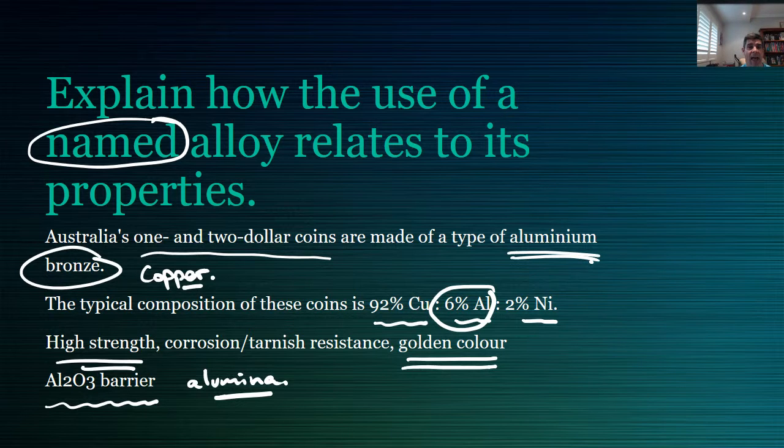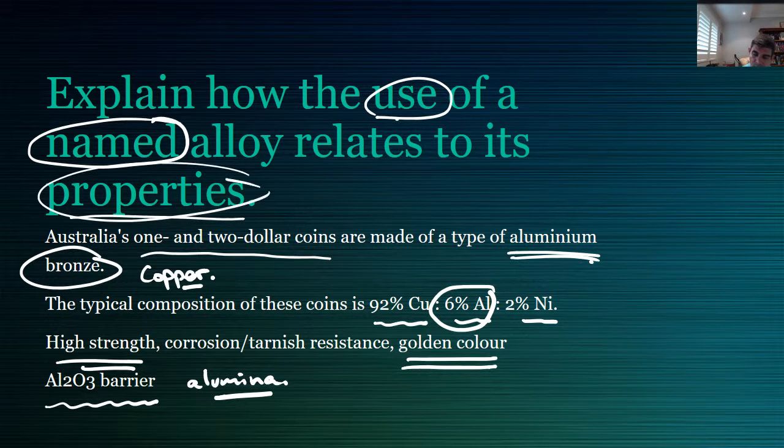So when you're looking at your named alloy, make sure that you identify which one you're talking about and ensure that you're relating uses and properties. So what is it about the specific alloy that makes it suitable for the use that you've chosen?